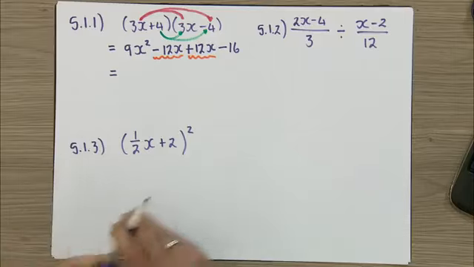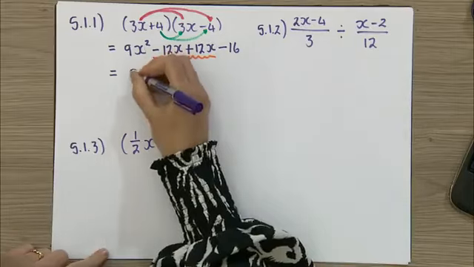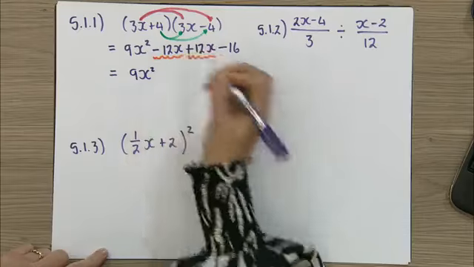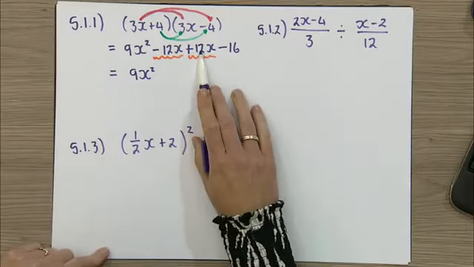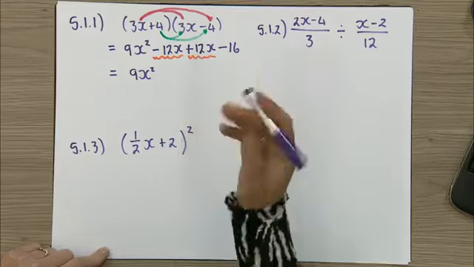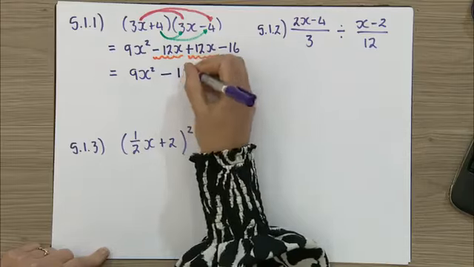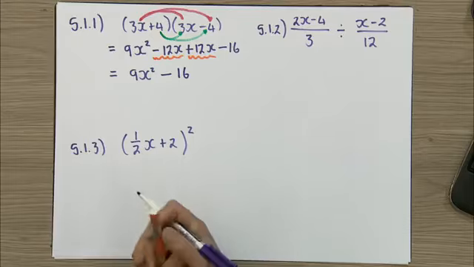So let's go finish our sum. It's 9x squared. It had no like terms. Negative 12x plus 12x is 0, so there's no x's left. And what is left? Minus 16, and there's my answer.